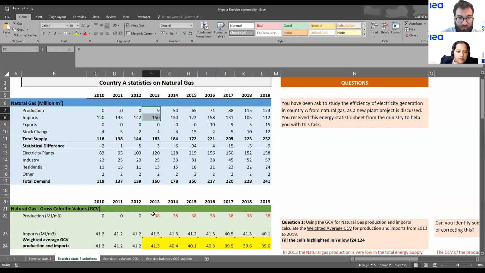So if you show the formula, Nicola, yes, you do a sum product of 9 times 38 plus 150 times 41.5, you divide by the sum of your production and imports, and that gives you the weighted average calorific value for 2013. You apply the same formula up to 2019, and you have your weighted average gross calorific values.